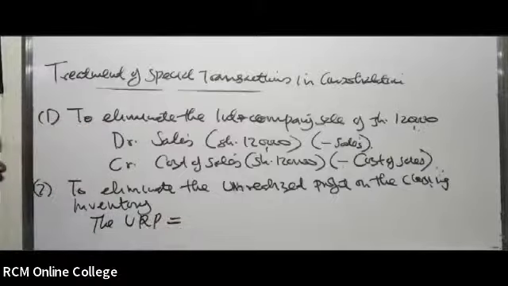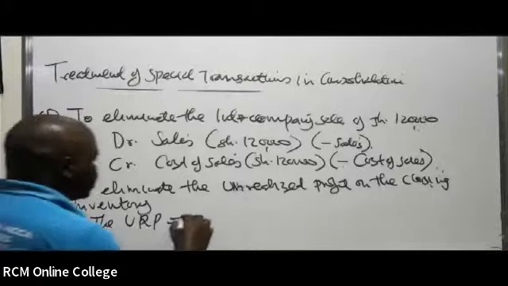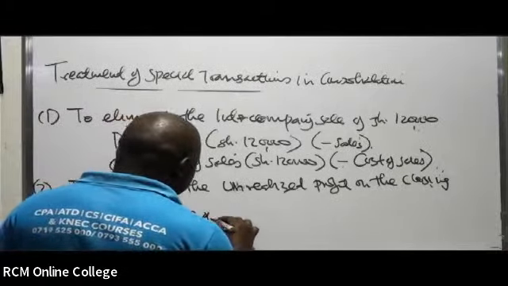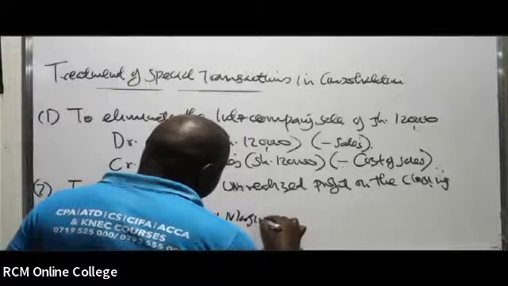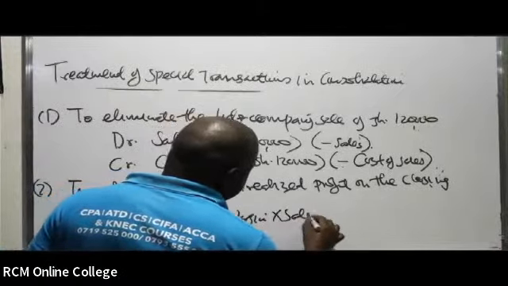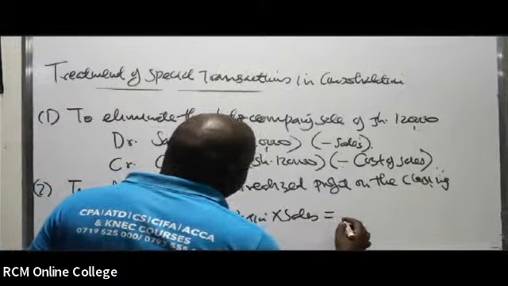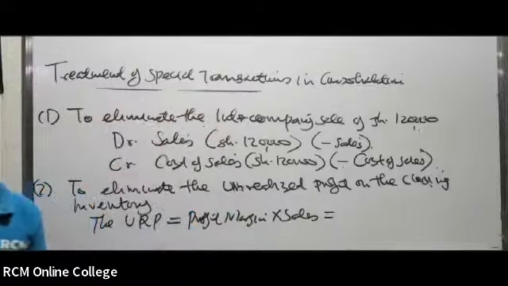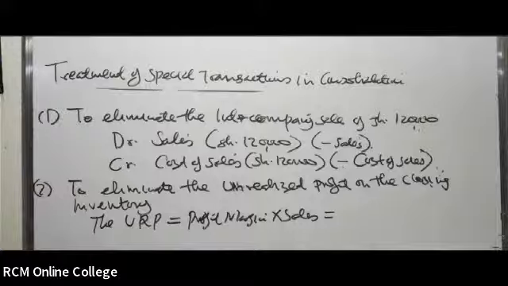The URP is equal to the unrealized profit. You have to take the profit margin and multiply it by the sales. So the URP is equal to the profit margin multiplied by the sales. You've been told it was likely 20%. 20% multiplied by 120,000, which was the sales.